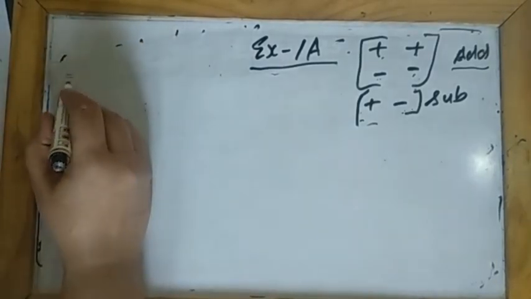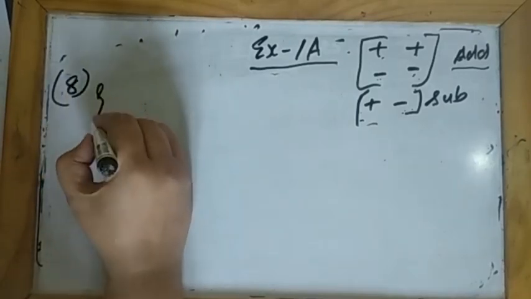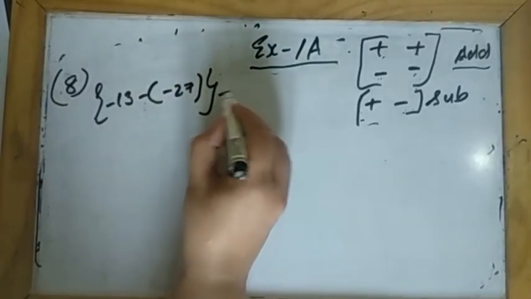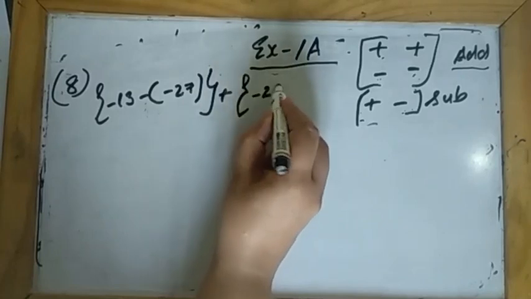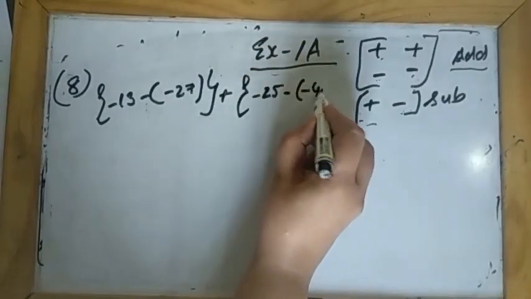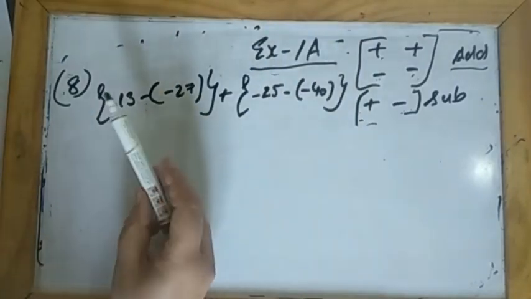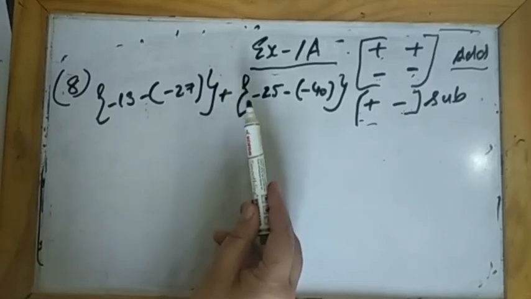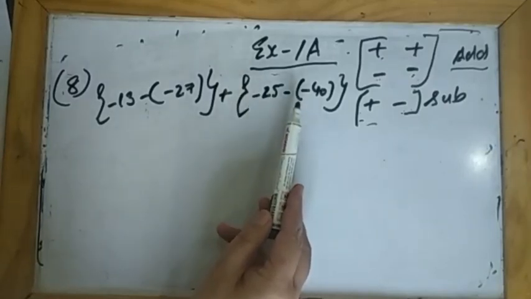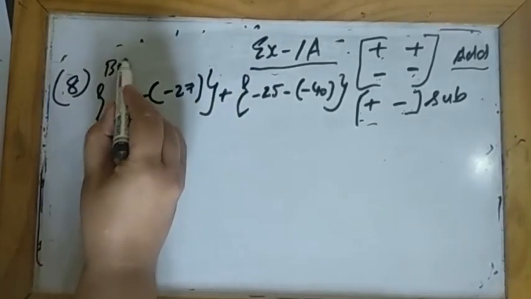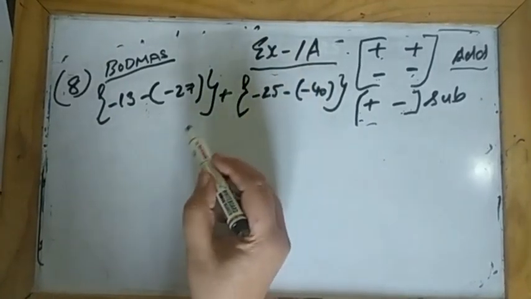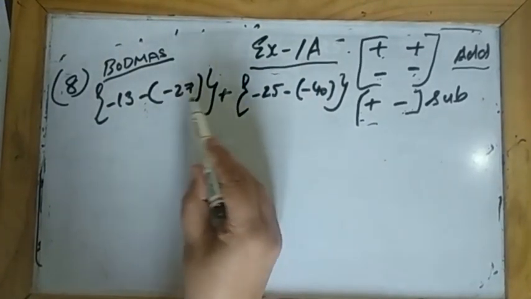Now let's come to the eighth question, which says that you have to simplify. Simplify means you have more than one operation, and when you have more than one operation in a number, you have to apply the rule of BODMAS. So according to BODMAS, I have to solve the brackets first, the small bracket first.